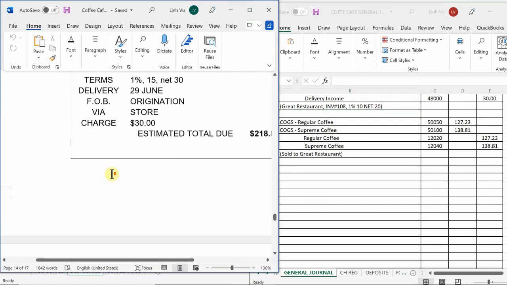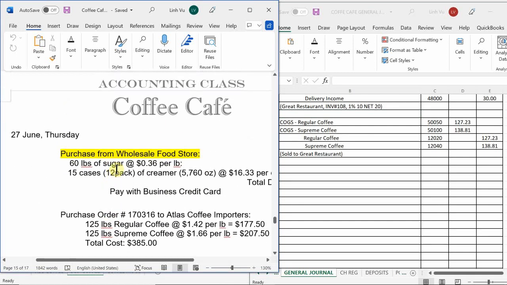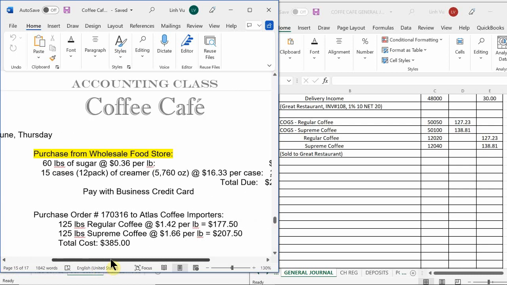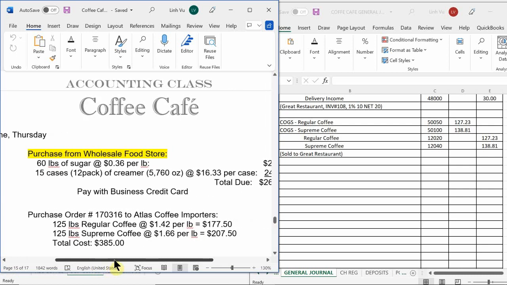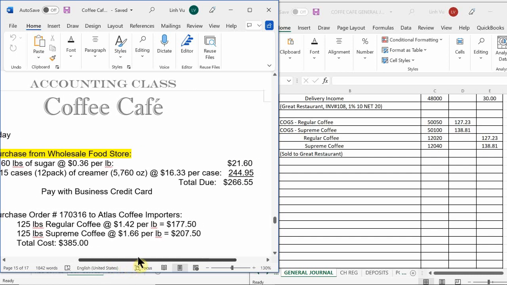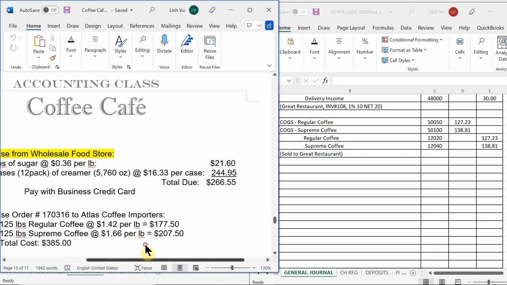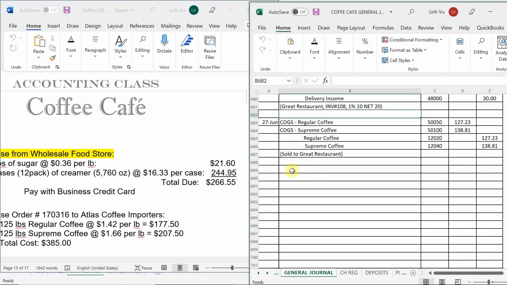So now we need to receive some more coffee. Here we received from, or actually not more coffee, excuse me. We purchased more sugar and creamer. Okay? So in this case, we went to wholesale foods and bought 60 more pounds of sugar as well as 15 cases of non-dairy creamer. Okay? And we used a business credit card to pay for it. So this is it right here. So how do I journalize this?